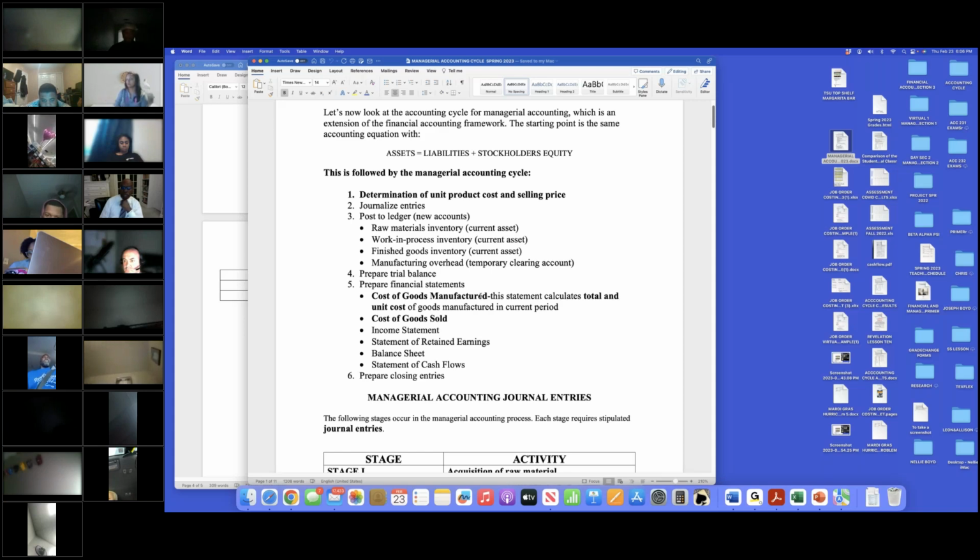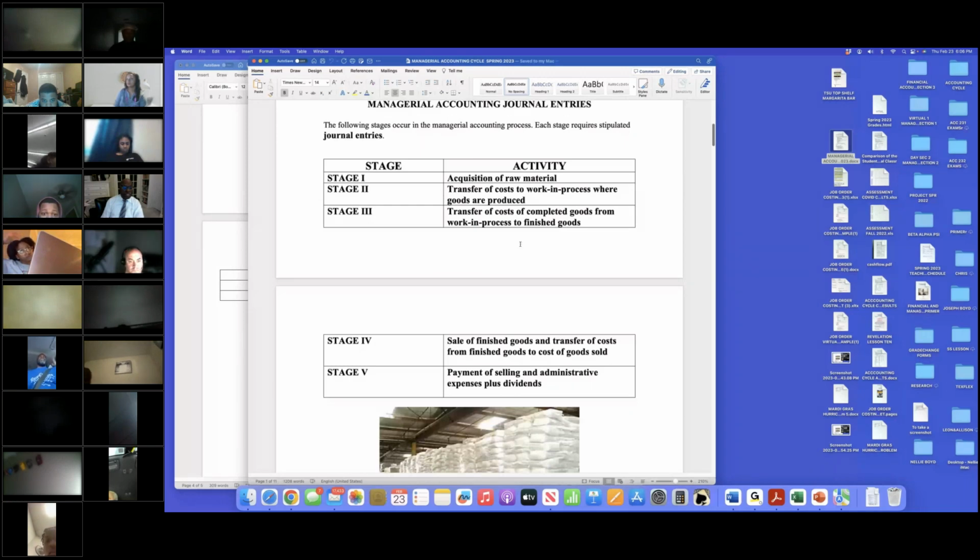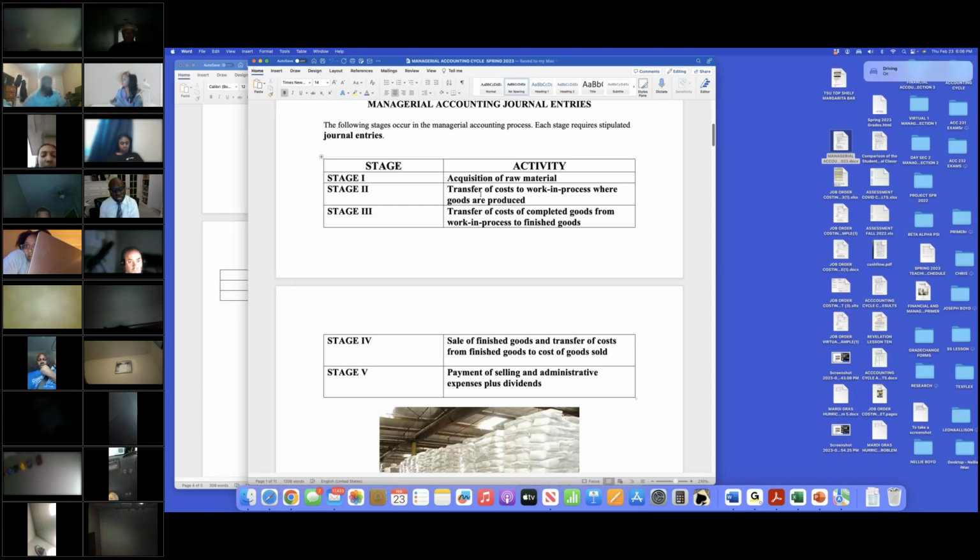Now, in making journal entries, you'll see that I put them in stages. There's a set of journal entries in stage 1, where we start the cutting and buy the raw materials. Then there's a second set of journal entries in stage 2, where we transfer costs to work in process when the products are produced. Then there's stage 3, where we transfer the cost of the completed items to finished goods. Stage 4 is sale of the finished goods. Stage 5 is payment of the selling expenses.